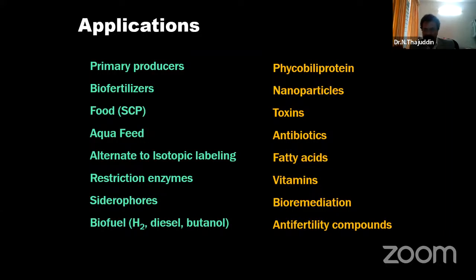Then coming to the fatty acids. You know, all the fatty acids are important for biodiesel, particularly gamma-linolenic acid, GLA. It is medicinally highly important. It helps the heart's contraction and relaxation of the heart muscles. So this is medicinally highly important. We found that the hypersaline organisms, extremophilic organisms, have a high quantity of GLA. So we can exploit these organisms for heart functions and so on.